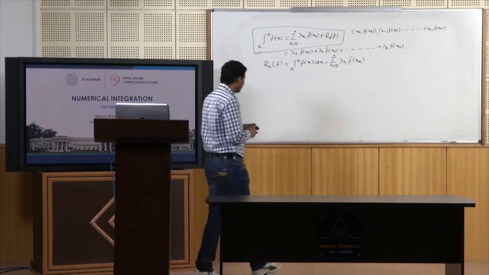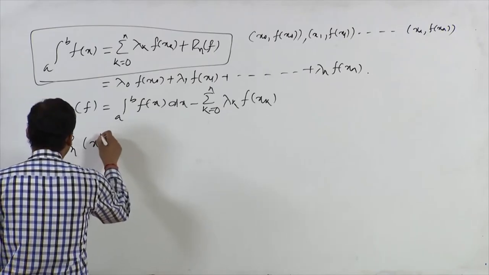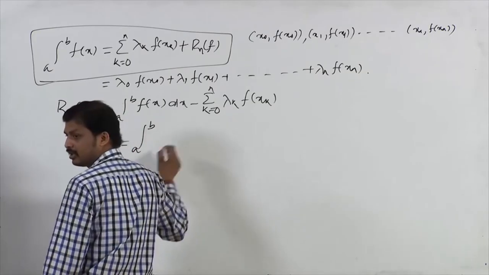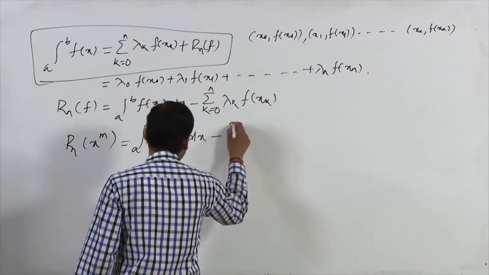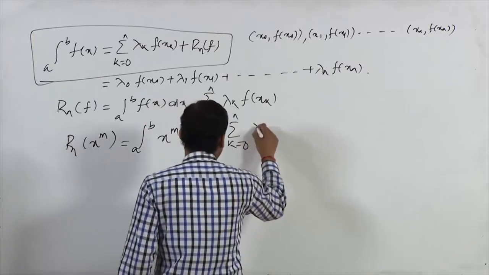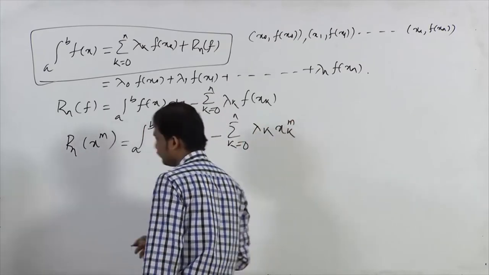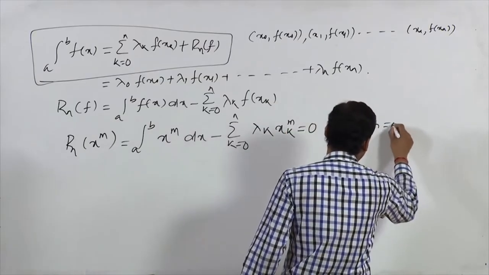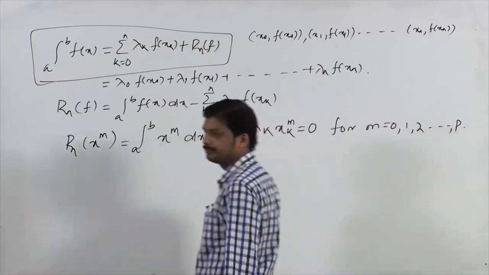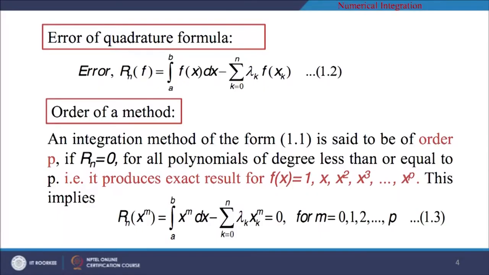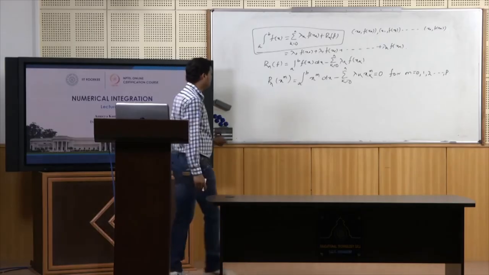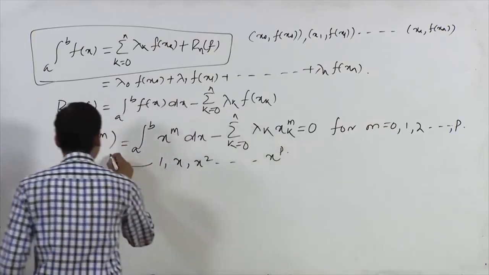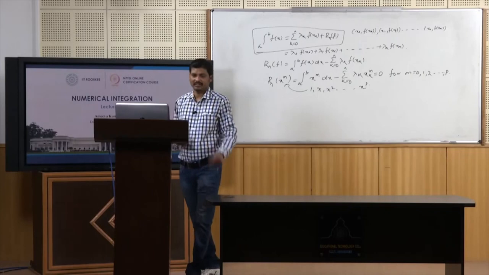This means we can say that R n of x to the power m equals the integration from a to b of x to the power m dx minus summation k equals 0 to n lambda k x k to the power m. This equals 0 for m equals 0, 1, 2 up to p. Then we can say that this integration method is said to be of order p. If you put 1, x, x square up to x to the power p, exactly this value will give you the 0 value. That is why it is said to be of order p.